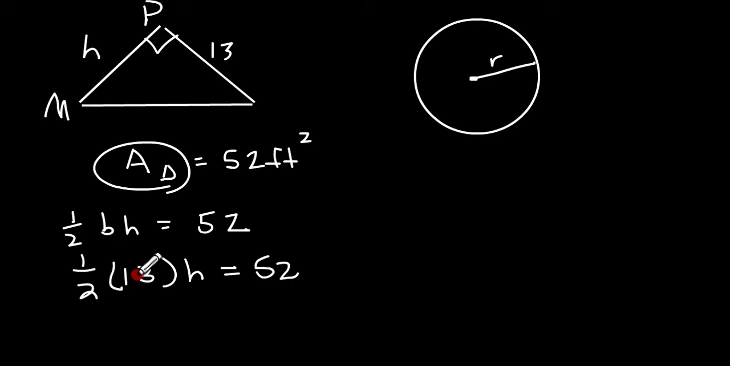I plugged in the 13 for the base. And when I solved for h, I multiplied by 2 and got 104 and divided by 13, and I got a nice number of 8. So the height is 8, which is also the same as MP. The second part of the problem says the radius of the circle is MP. So the radius is equal to 8.